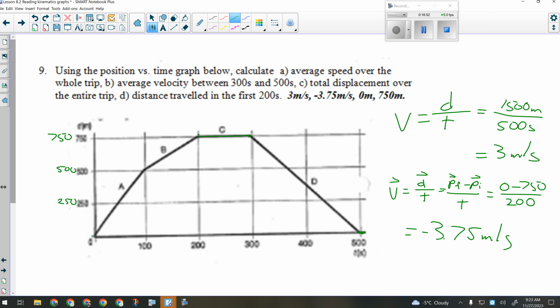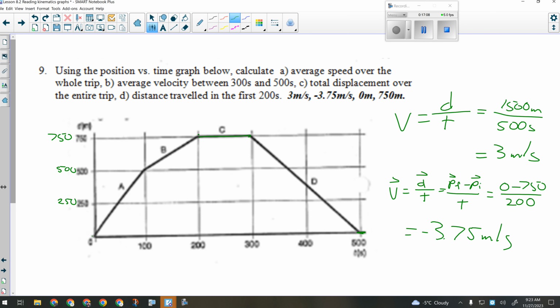What's the total displacement over the whole trip? 0. Okay, because we started at a position of 0 and we ended at a position of 0. Final position minus initial position is still a big goose egg. Okay, all right. Distance traveled in the first 200 seconds.